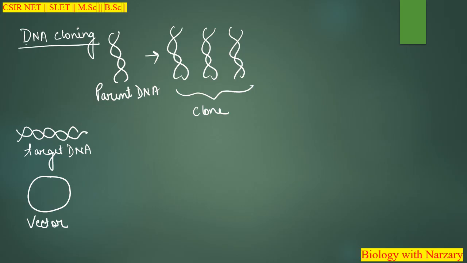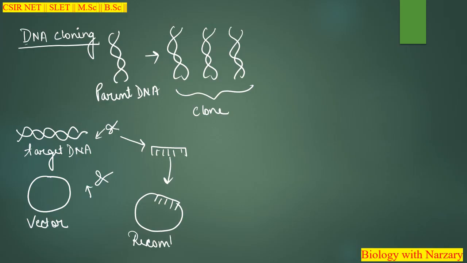Now, a specific enzyme called restriction enzyme will come and make a cut in the target DNA as well as in the vector. Now, after digestion with the restriction enzyme, we will get our gene of interest. And this gene of interest will be ligated into the vector with an enzyme known as ligase. And the vector formed here is known as recombinant vector or recombinant DNA.